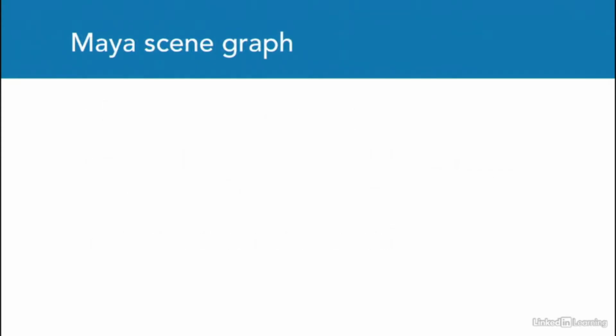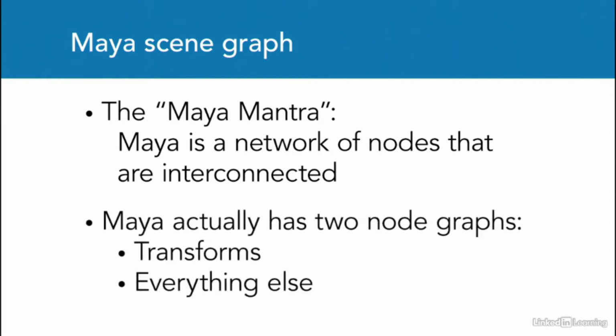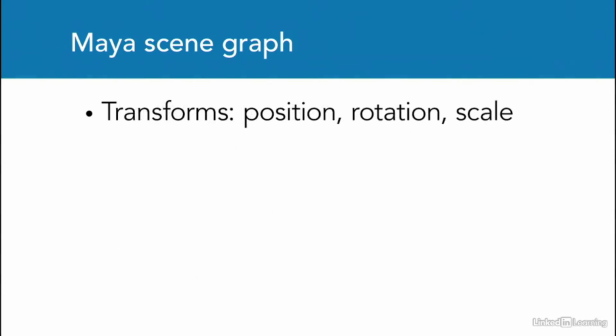It's been decades since the first time I heard the saying known as the Maya mantra. Maya is a network of nodes that are interconnected. That's generally true, but it's a little bit more complicated than that. Maya actually has two separate node graphs, one for transforms and one for everything else. Transforms are the position, rotation, and scale attributes of objects.